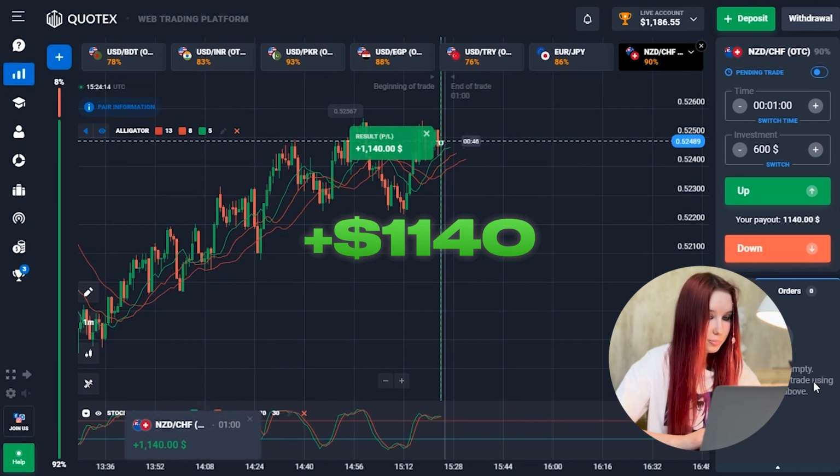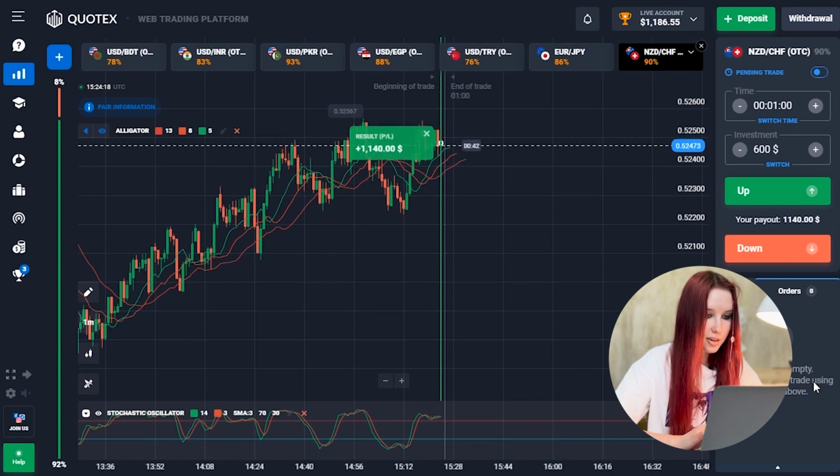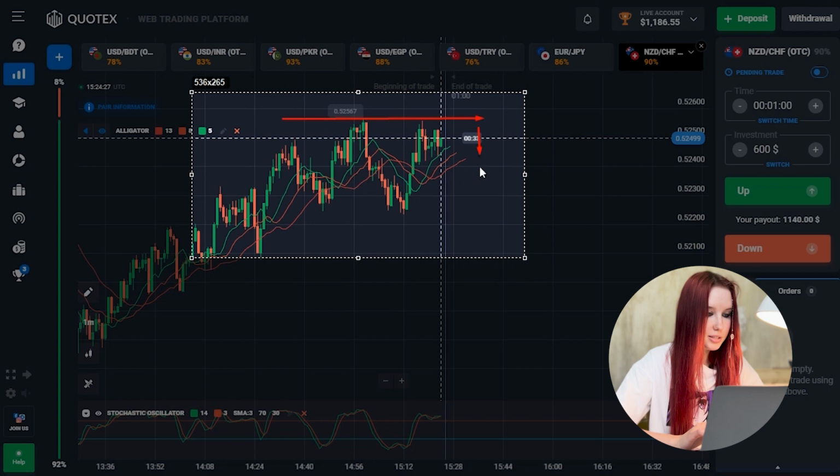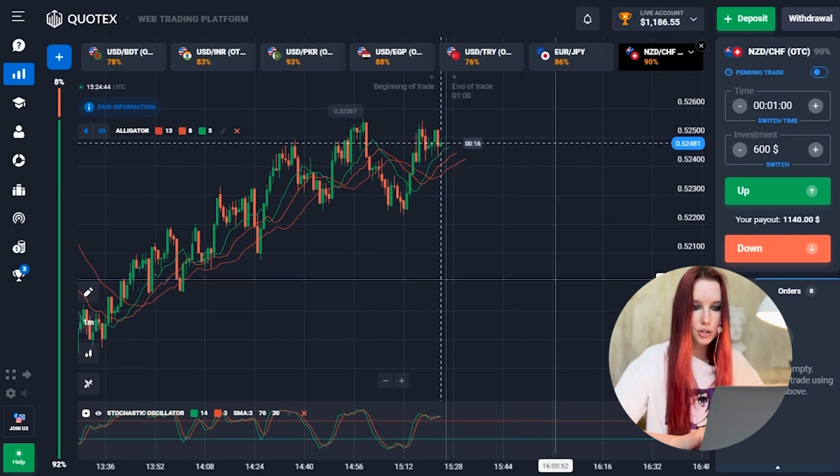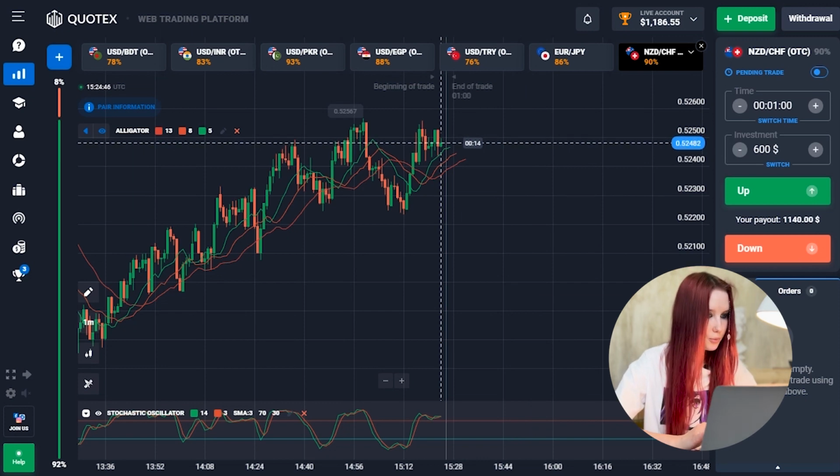Great, I'm back in profit. And we can also notice that according to the stochastic oscillator, the price is at the overbought level. Well, that's why my trade down was here. Okay, let's look at a few more situations, and I think that will be enough. Well, let's move on to the next currency pair.